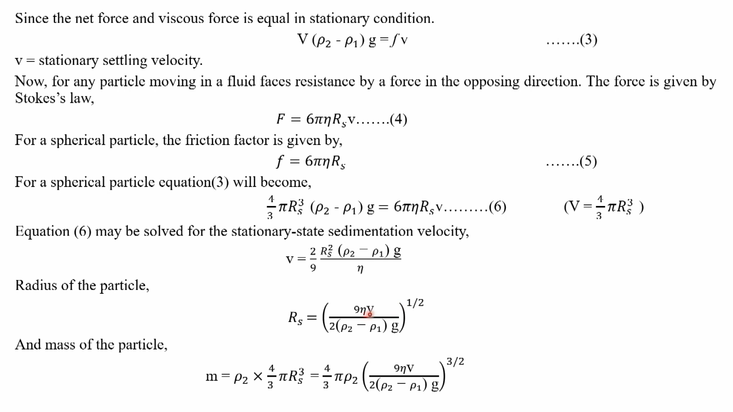And the mass of the particle: mass is density times volume. So mass equals ρ2, the density of the particle, times the volume of the particle, which is 4 by 3 pi rs to the 3. So we get 4 by 3 pi ρ2 times rs cubed. Now we put the rs value here. So we get 9 eta v by 2 times (ρ2 minus ρ1) times g, raised to the 3 by 2.